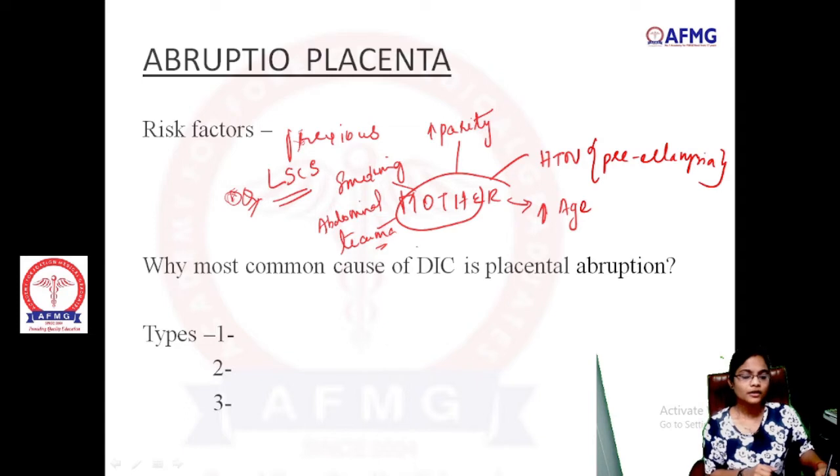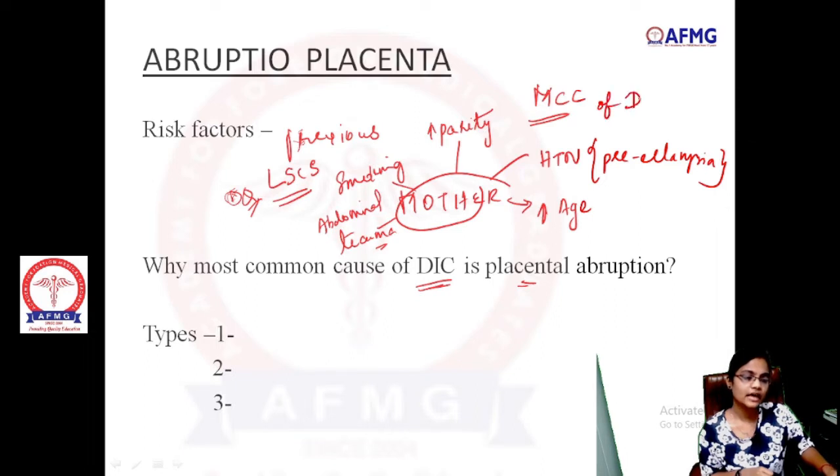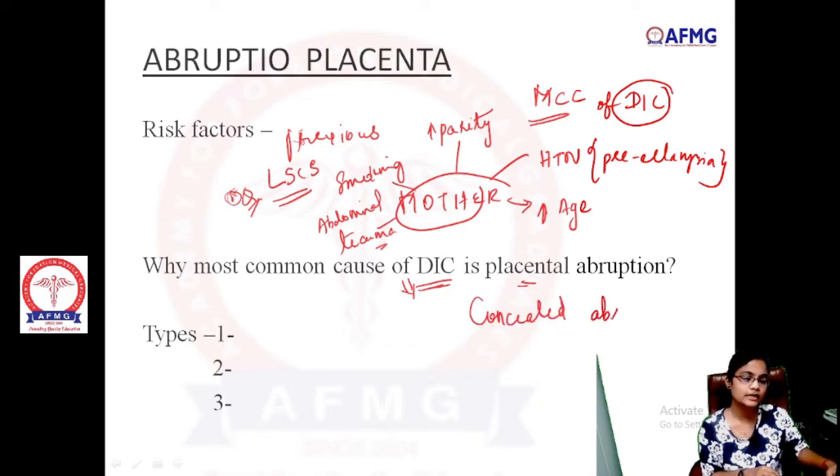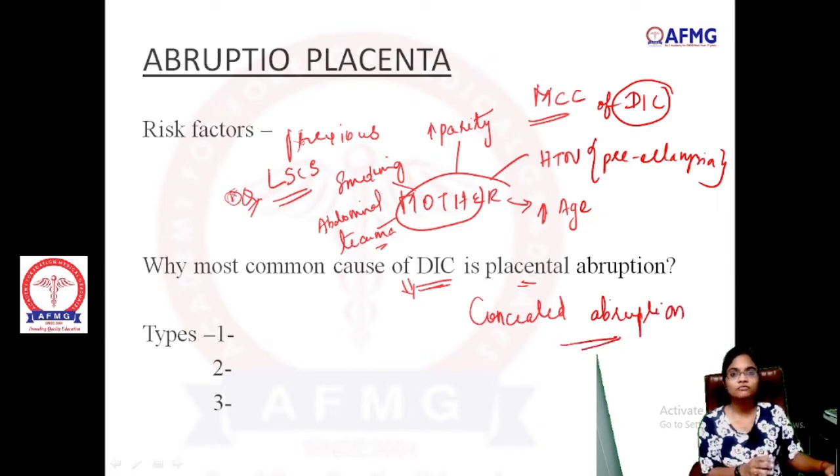Now, why is the most common cause of DIC placental abruption? We have spoken about the risk factors. The most common cause of DIC, that is disseminated intravascular coagulation, is placental abruption. Why? The reason is, for example, there is a type called concealed abruption. In that you can get this type of disseminated intravascular coagulation. We are going to see why.